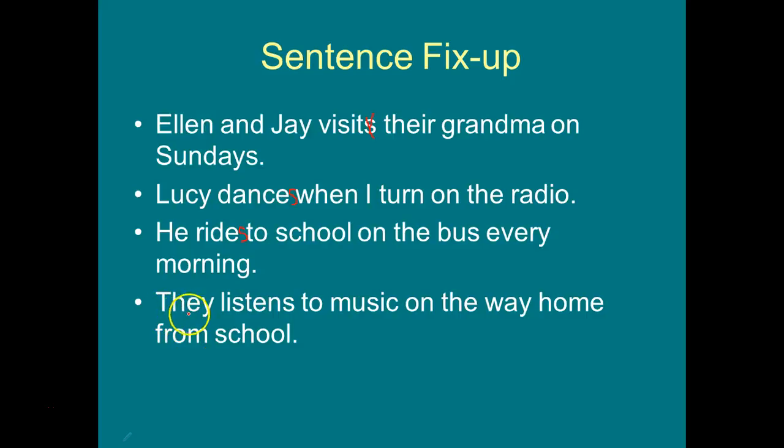Next one, they, which would be a plural subject, listens to music on the way home from school. So we need to take that s off in order to make it plural. So they listen to music on the way home from school. Now what I want you to do is turn your practice companion book to page 273, and we'll continue to take a look at this concept.